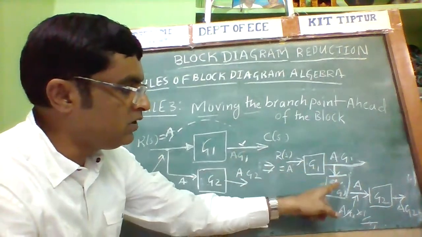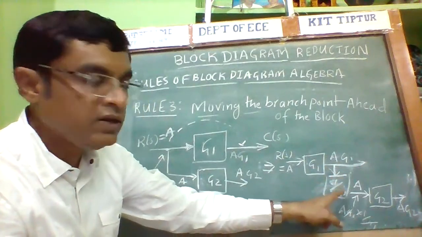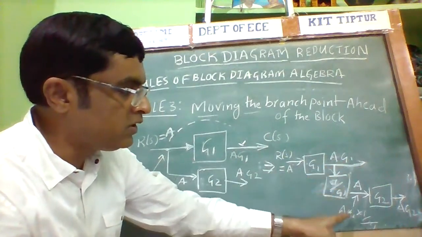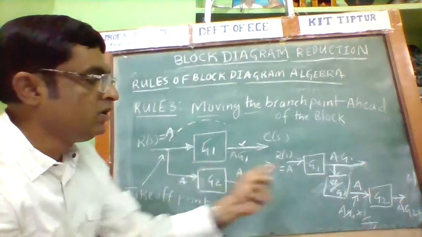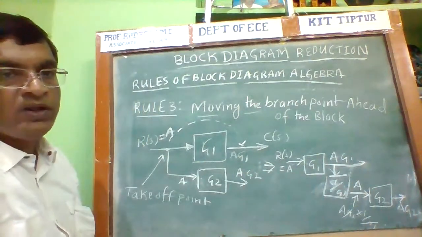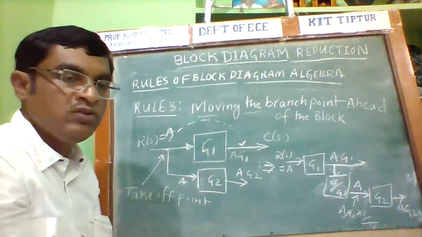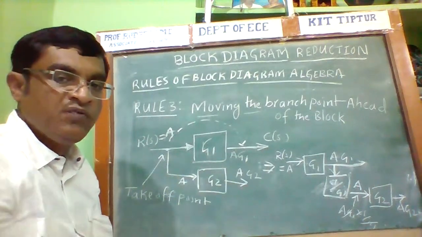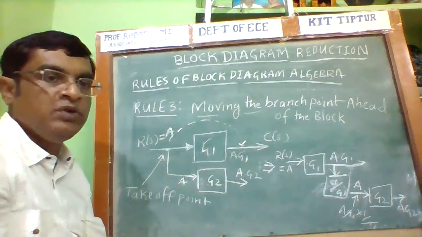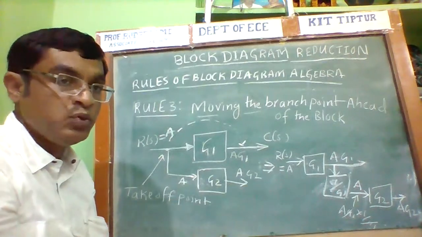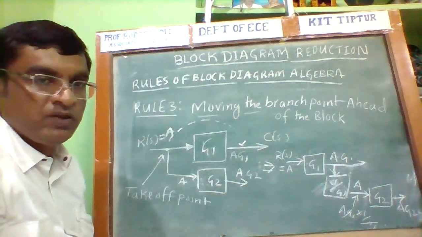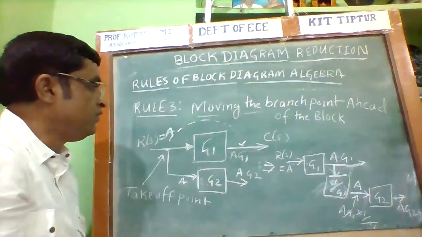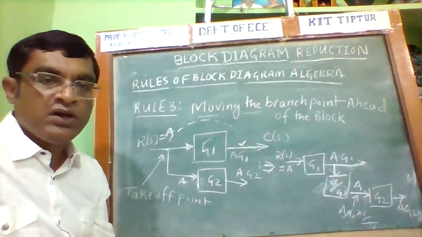1 over G1 multiplied, then A into G1 is the input, G1 times 1 over G1 gets cancelled. A is the input, and we will get the same quantity. That is why the rules are framed such that any changes made on the diagram should not alter the input-output relation. The next, fourth rule of block diagram algebra, I'm going to discuss.